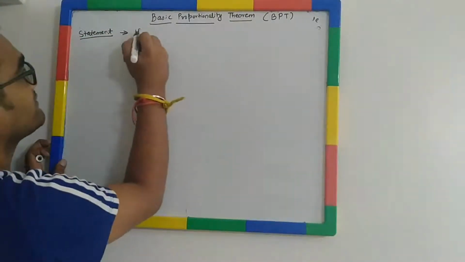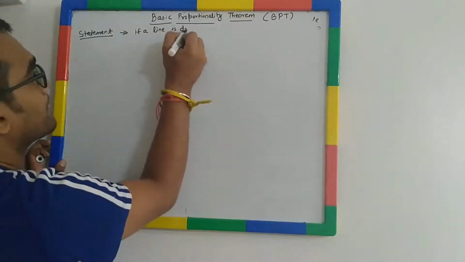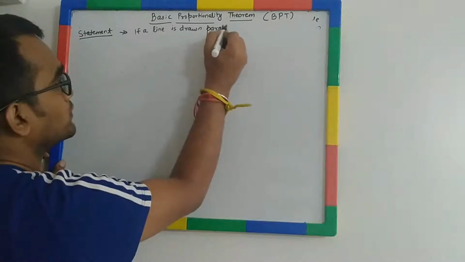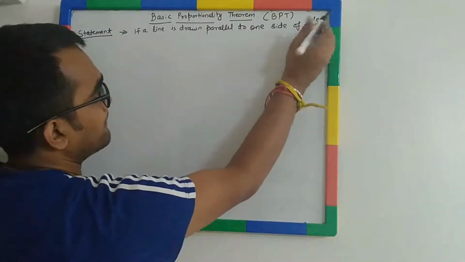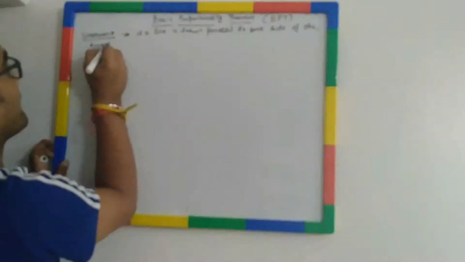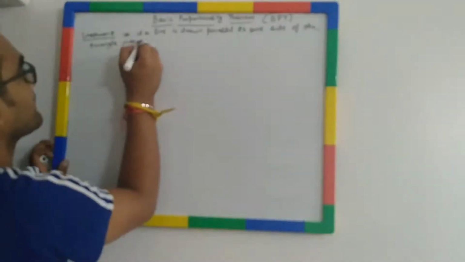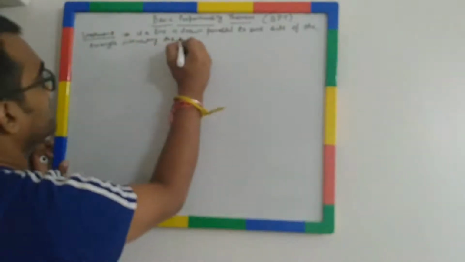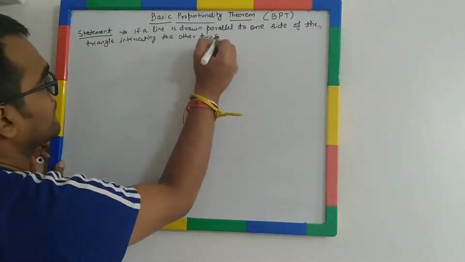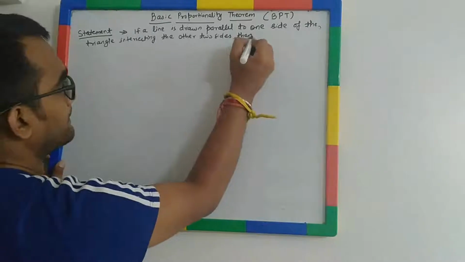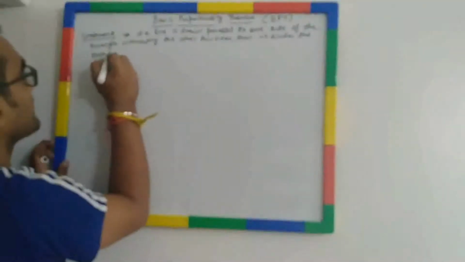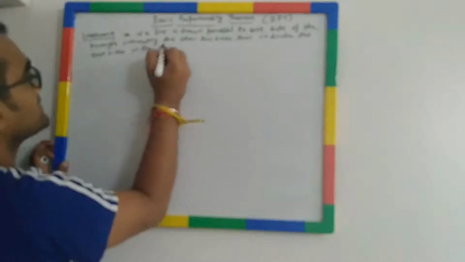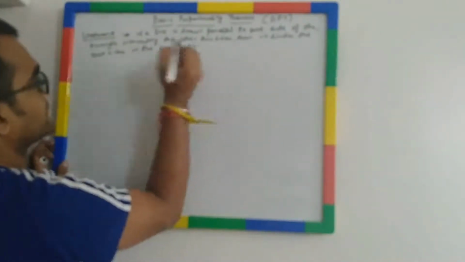It states that if a line is drawn parallel to one side of the triangle intersecting the other two sides, then it divides the two sides in the same ratio. I will explain the statement of this theorem with the help of a diagram.